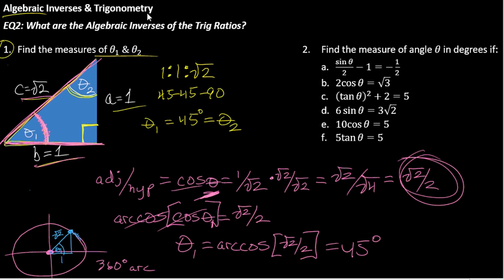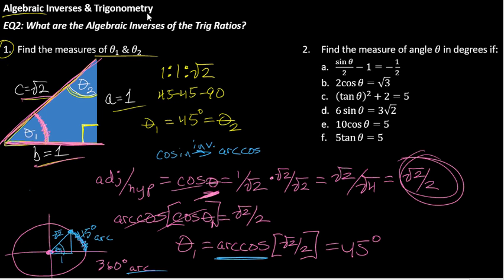This arc on this circle, it wouldn't be 360 degrees anymore. It would only be a 45-degree arc. Okay? So this would be a 45-degree arc. So that's why we call this arccosine. Okay, so to summarize, our inverse of cosine is arccosine.